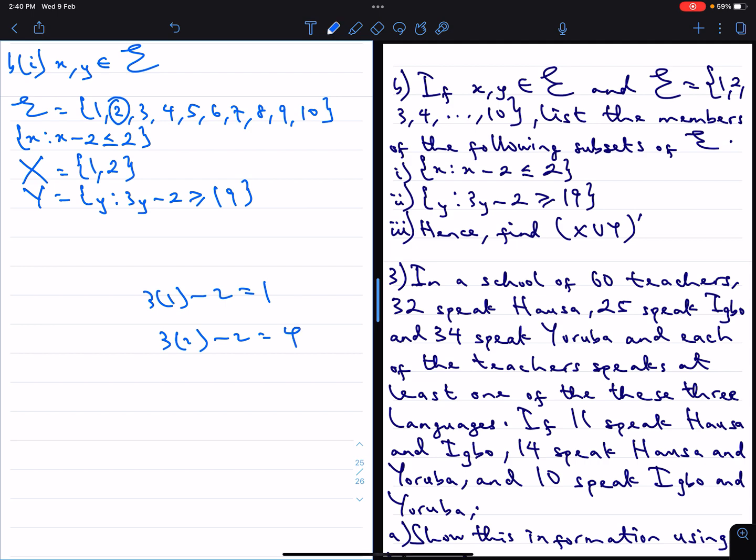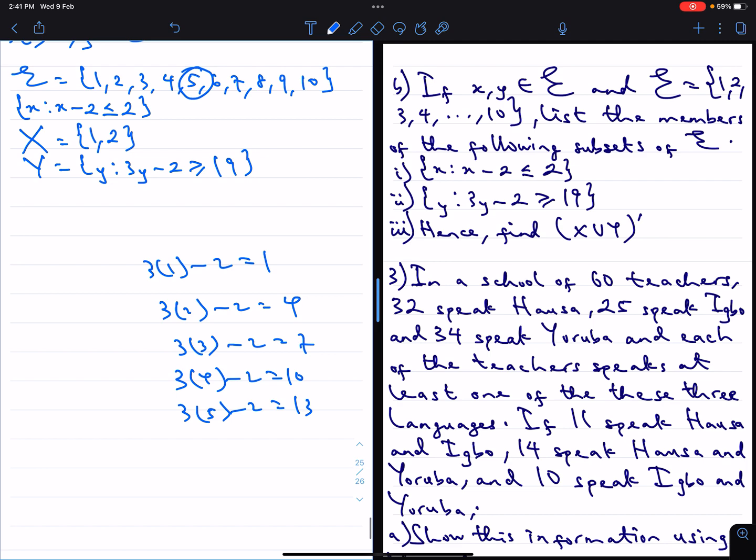We pick the next one, which is 3. 3 times 3 is 9. 9 minus 2 is 7. 7 is not greater than or equal to 19. We pick the next one, which is 4. 3 times 4 minus 2 is 12 minus 2, that's 10. 10 is not greater than or equal to 19. We pick the next one, which is 5. 3 times 5 minus 2 is 15 minus 2, 13. 13 is not greater than or equal to 19. We pick the next one, which is 6. 3 times 6 minus 2, that's 18 minus 2, which is 16.